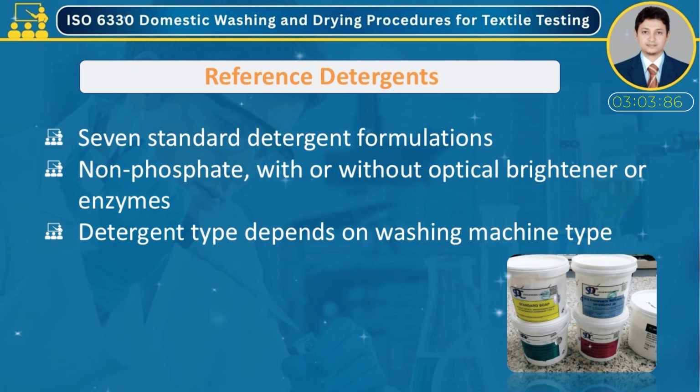Reference detergents. The ISO 6330 standard specifies 7 types of reference detergents to ensure consistency. Detergents vary by enzyme content, optical brighteners, and region of application. For instance, reference detergent 2 and 3 are used with Type A and B machines, while detergent 4 applies to Type C.